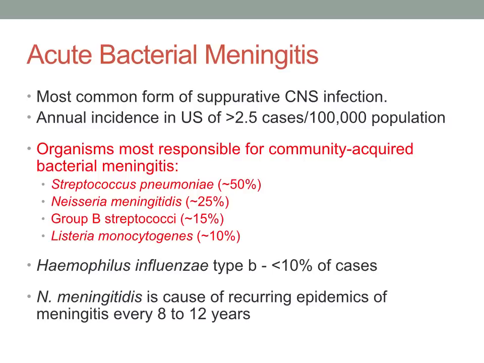H-flu was common, but since the invention of the Hib vaccine, we have seen a significant reduction in cases causing meningitis. Neisseria is a pretty significant cause of recurrent epidemics, particularly in ages 8 to 12.